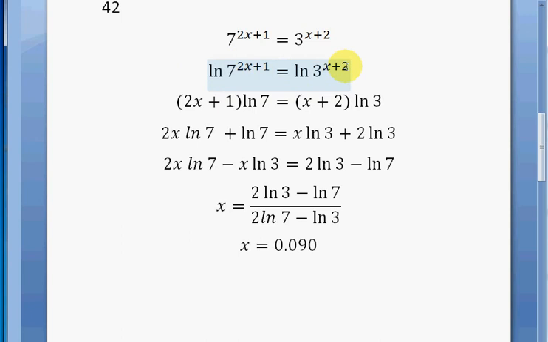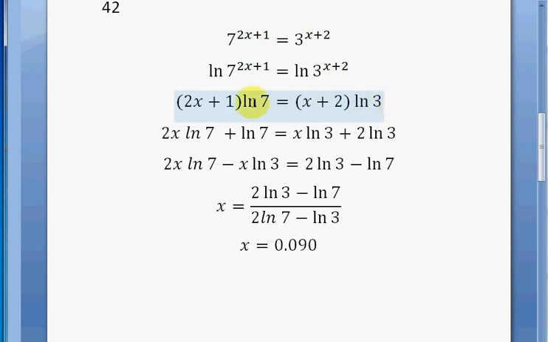The reason we want to hit it with the natural log is twofold. Number one, we want to solve for the exponent, so logs and natural logs give us exponents. But second, logs give us this wonderful property that if I have an exponent inside my log, I can bring it out front. So this 7 to the 2x plus 1, once I hit it with the natural log, I can bring the exponent out front of the natural log. So natural log of 7^(2x+1) is the same as (2x+1) times natural log of 7. I do that same thing with the other side, (x+2) times natural log of 3.